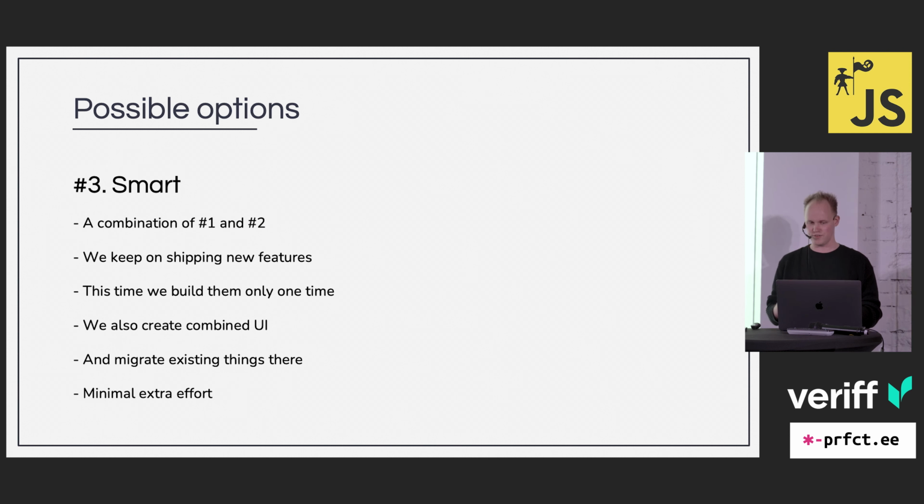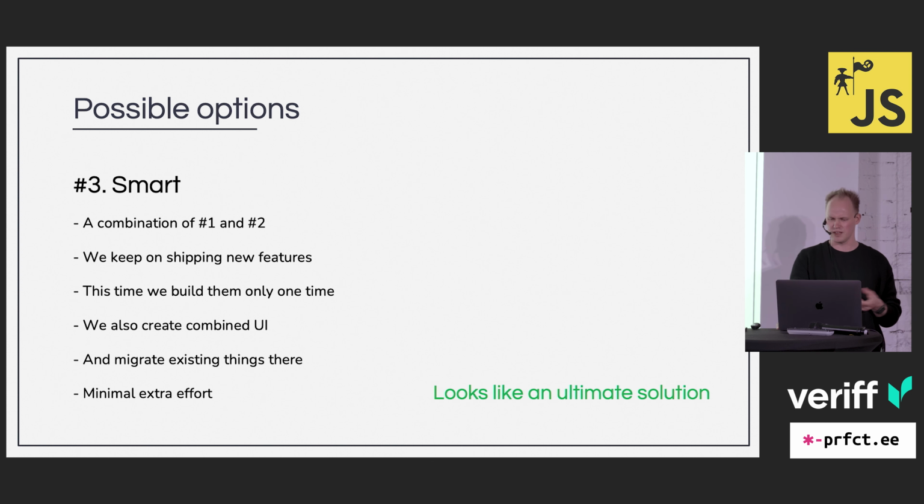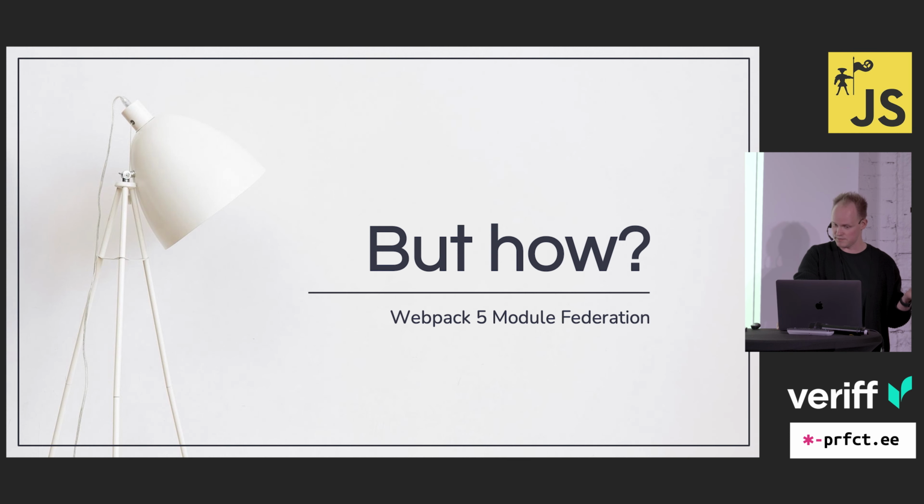So we keep shipping new features. We build them only once in one single place by one team. And we also create the third UI that is combined for business and providers. And gradually we migrate existing things there. Minimal extra effort. It looks like an ultimate solution, but how? How can we achieve that? And the Webpack Module Federation is a probable answer.